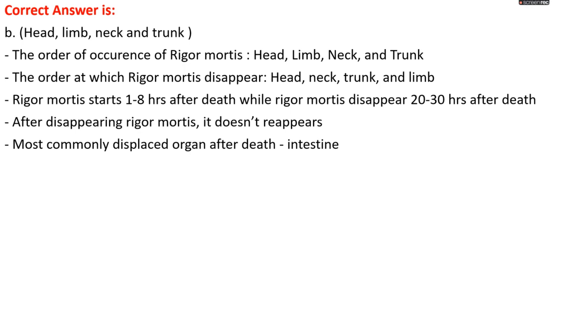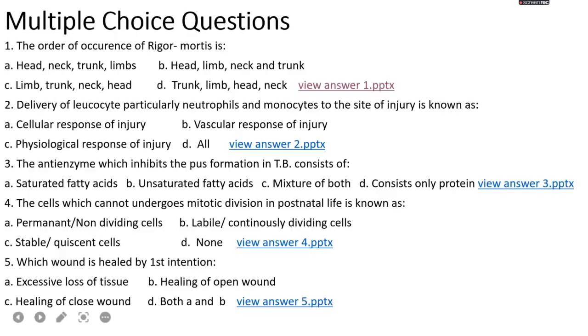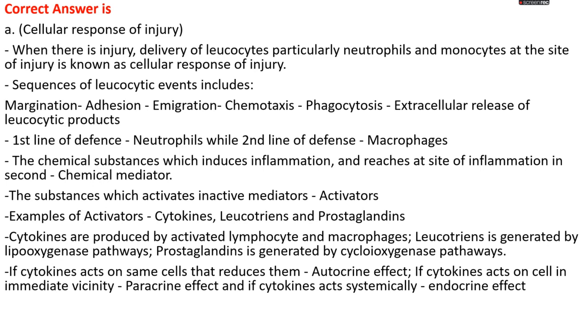The most commonly displaced organ after death is the intestine, which changes its place after death. Question number two. Delivery of leukocytes, particularly neutrophils and monocytes, to the site of injury is known as: option A, cellular response of injury, option B, vascular response of injury, option C, physiological response of injury, or option D, all. The right answer is option A, the cellular response of injury.